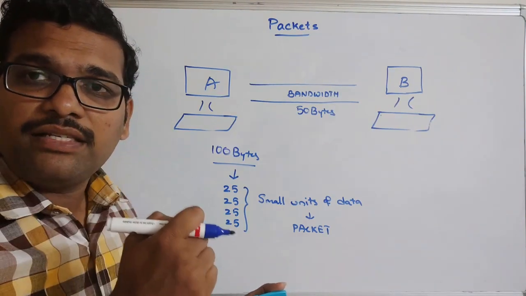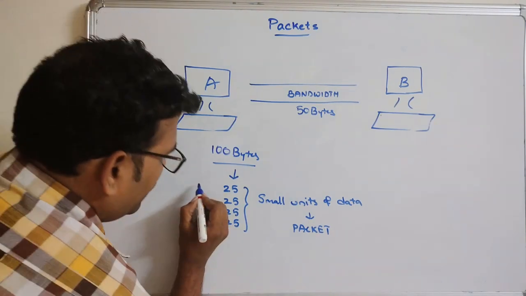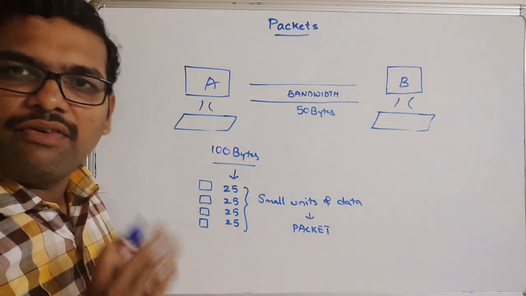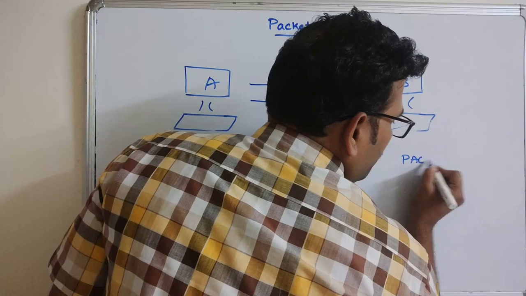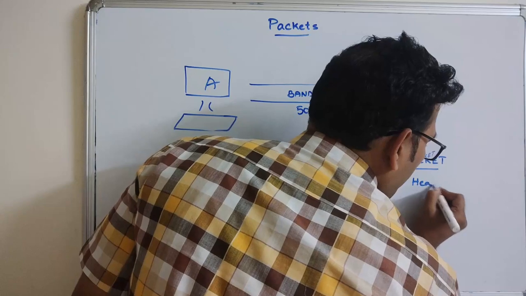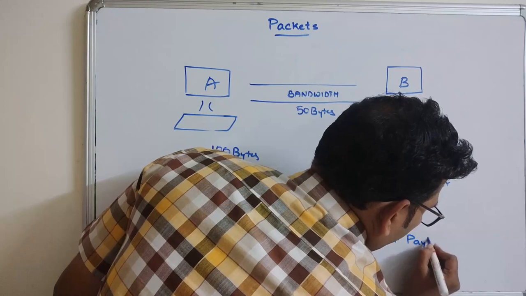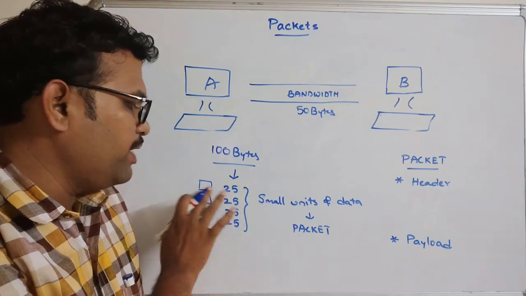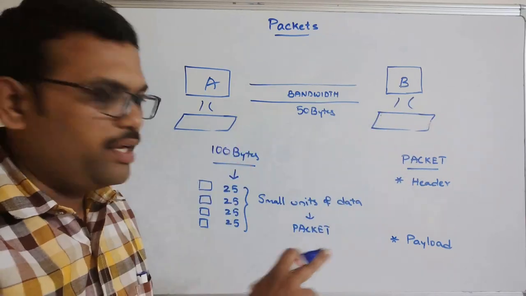So a packet means a small unit of data. Now this is one packet, this is one, and this is one. So a total of four packets are available now, and each packet size is 25. So what exactly will be in the packet? A packet has two things. One is the header and the second one is the payload. Payload is the actual data. Whatever bytes we are sending, that is the payload. The actual data which we want to transfer from A to B is called the payload.